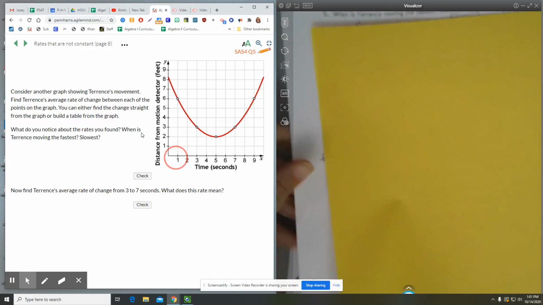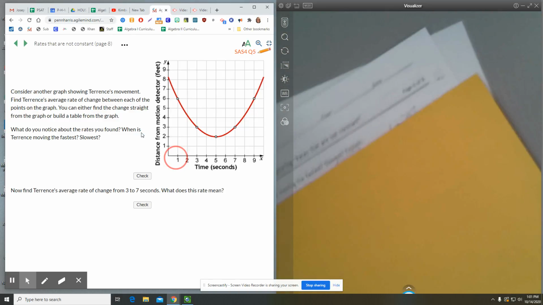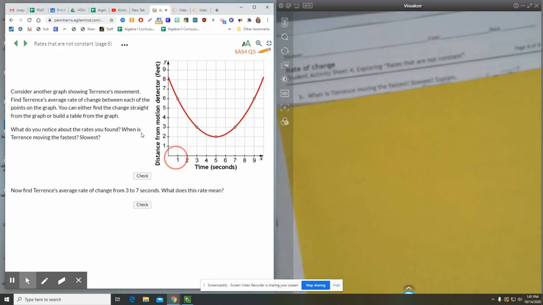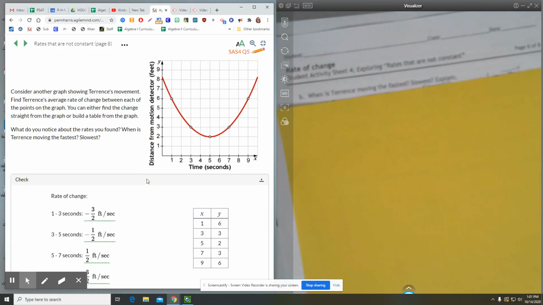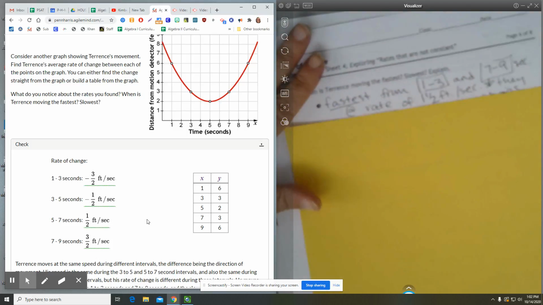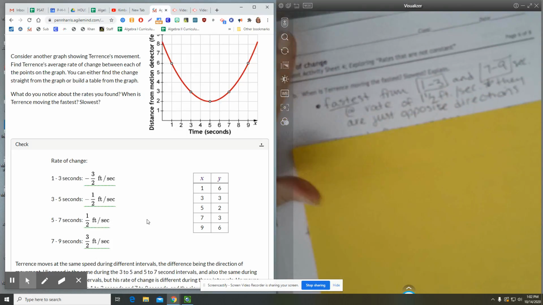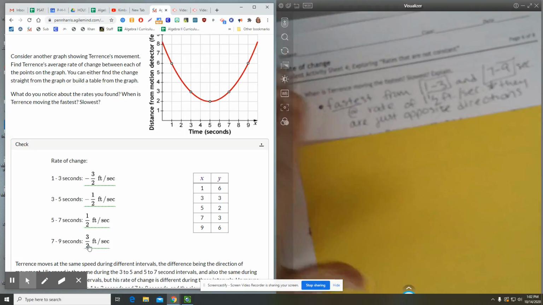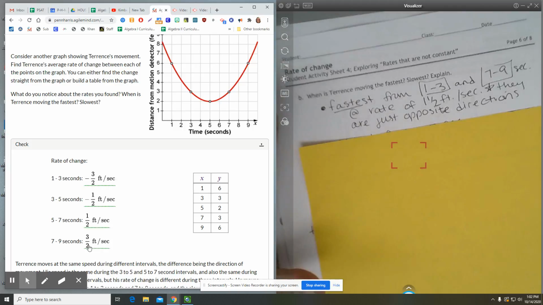Okay. Then they're going to ask us to do something a little different here. They want us to talk about when was he moving the fastest. So let me pull up the table they got here. Here's our rates of change. What is the fastest movement? He was moving the fastest in 2 spots: from 1 to 3 seconds and from 7 to 9 seconds. That's 1.5 feet per second.